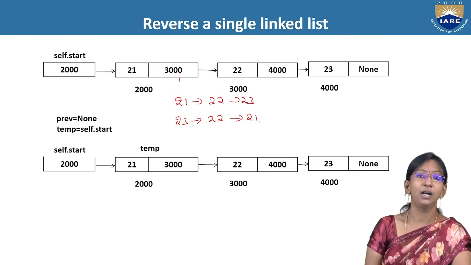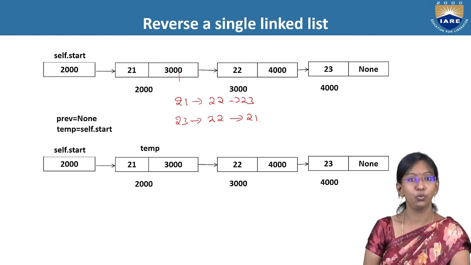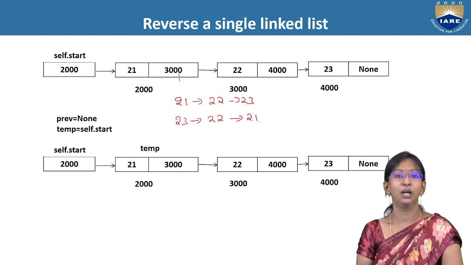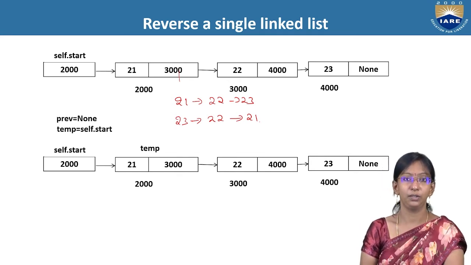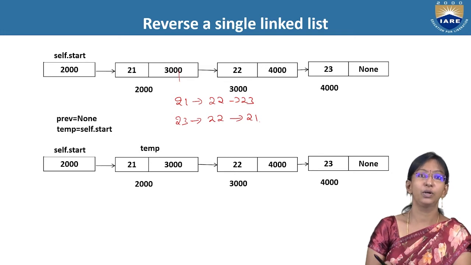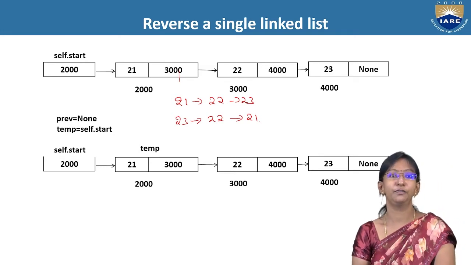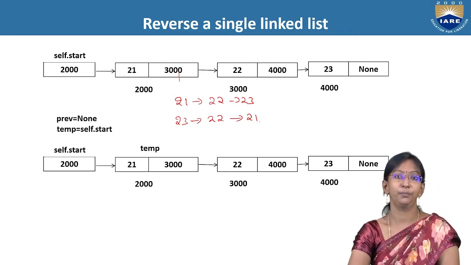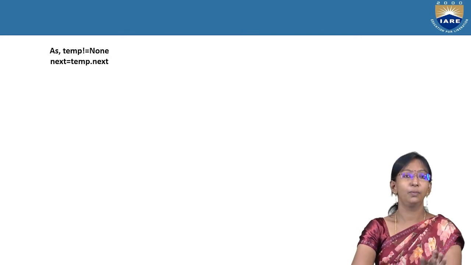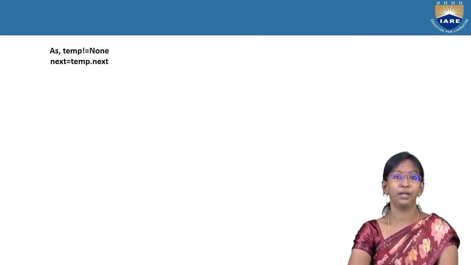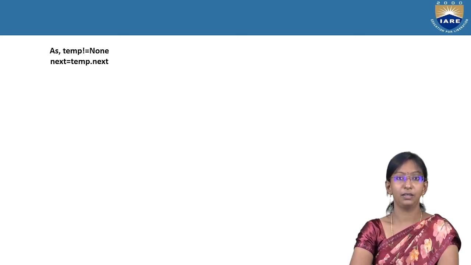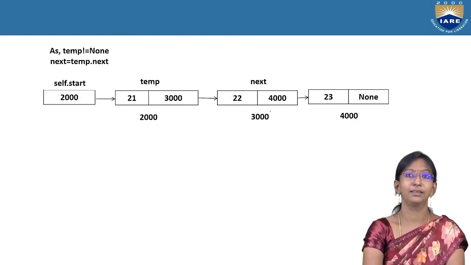I need another variable to store the temporary address, which I'm going to use as previous, prev. Initially, I have stored None in it and I have named the first node as temporary. So why the temporary? That means I'm trying to reach the last node. If it is not None, if it is not the null node, I'm going to name the temporary's next node as next.